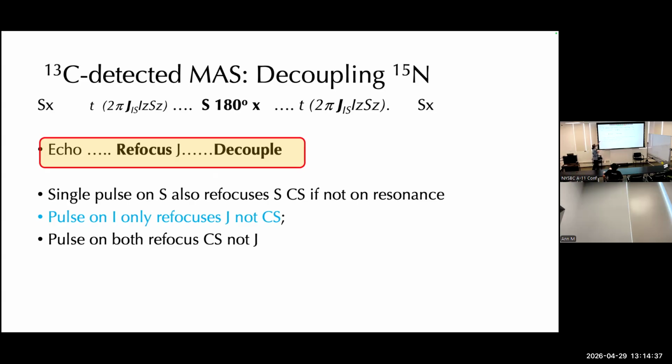So that was the single pulse on S. And by the way, it would also refocus the chemical shift if we hadn't been on resonance, that's an echo, right? Everybody good with that? Don't be embarrassed if you forgot something or it doesn't make any sense. So if you had a chemical shift, that would be an echo sequence to refocus your chemical shift.